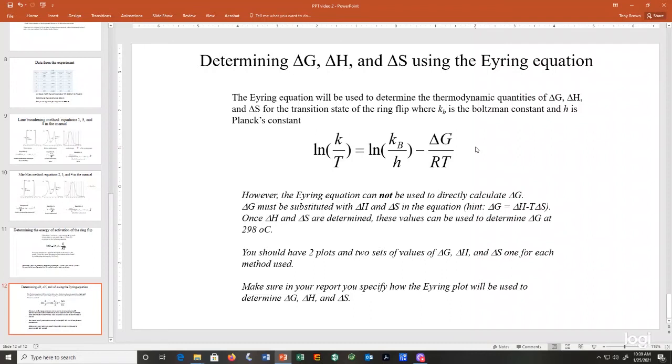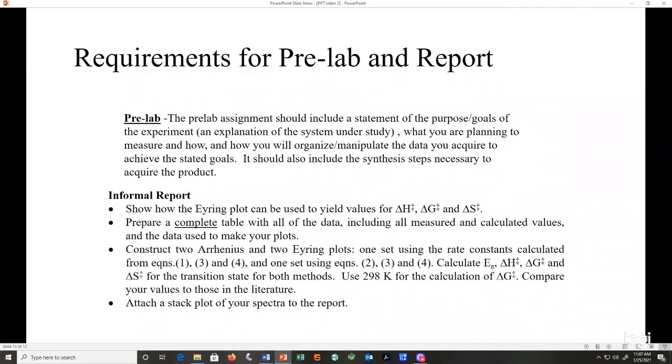Once delta H and delta S are determined, these values can be used to determine delta G at 298 degrees Celsius. You're going to have 2 plots and 2 sets of values for delta G, delta H, and delta S, 1 for each method used. And in your report, make sure that you specify how the Eyring plot was used to determine delta G, delta H, and delta S. Requirements for pre-lab and report.